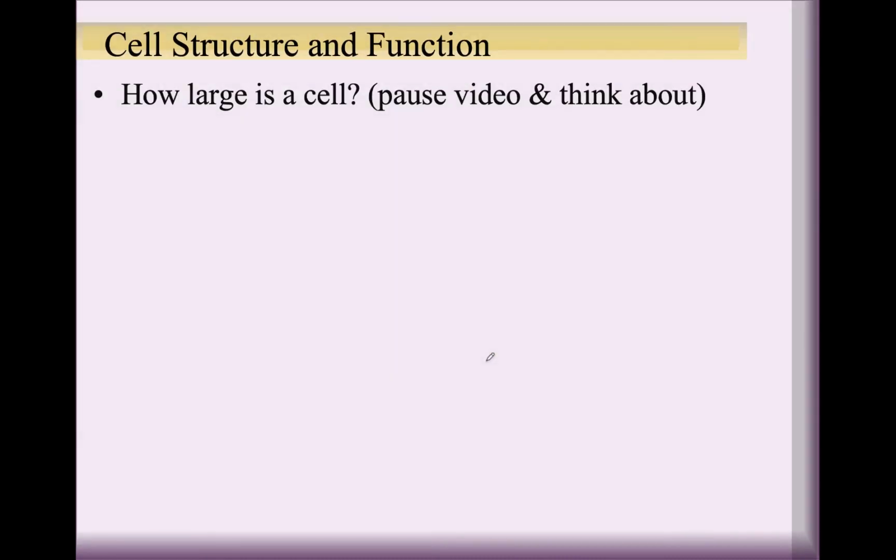Well, how large is a cell? What I'd like you to do is pause the video and just think about that for a minute. And so I hope you realize that cells are microscopic. That means they're so small you can't see them with the naked eye, with the exception of one cell. The human egg can, under the right conditions, be seen without a microscope. But most require a microscope to be seen.